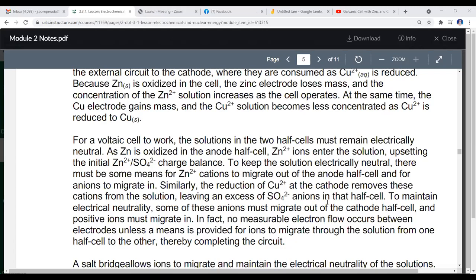E paano tani siya address? So kinahanglan may ma-transfer ged. So in this case, in fact, no measurable electron flow occurs between the electrodes unless a means is provided for ions to migrate from the solution from one half cell to the other, thereby completing the circuit.